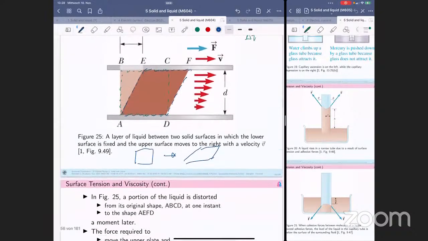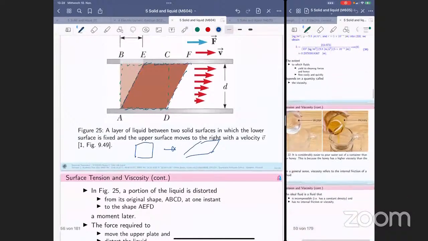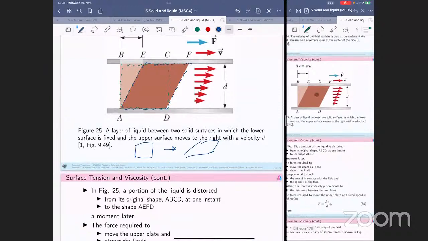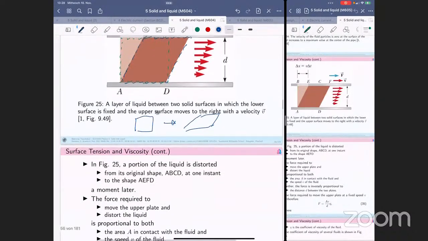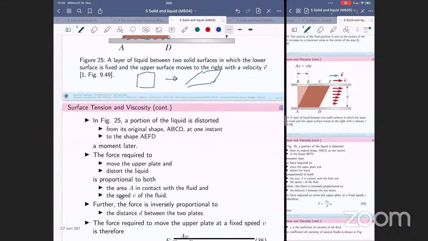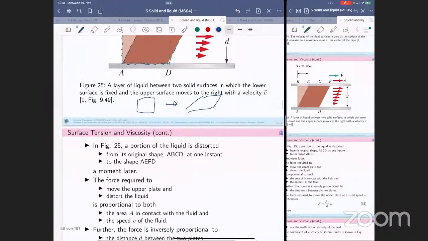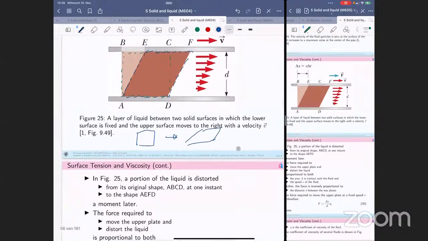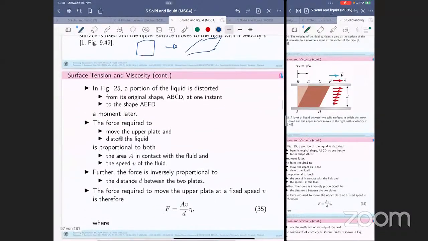Okay, let's realize that if you have a bigger area between the fluid and the plate, you would see that it is more difficult to move this one, right? And it depends also on the speed. If you want to move it quickly, you need to have more force, right? And what else?